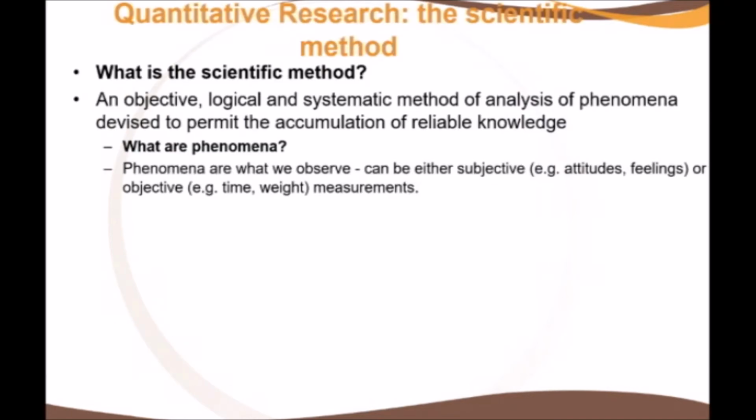So now let's get into the scientific or quantitative research scientific methods. What is a scientific method? An objective, logical, and systematic method of analysis of a phenomena devised to permit the accumulation of reliable knowledge. What's a phenomena? A phenomena is whatever you observe. It can be subjective, like attitudes.